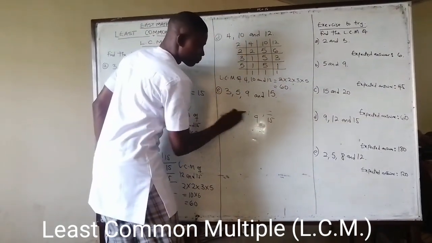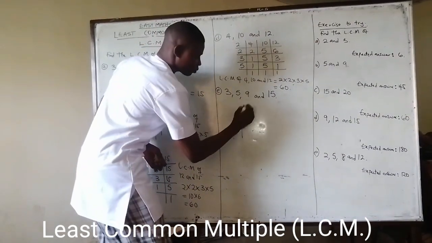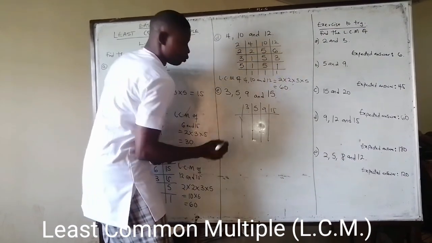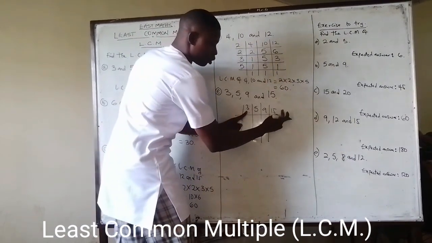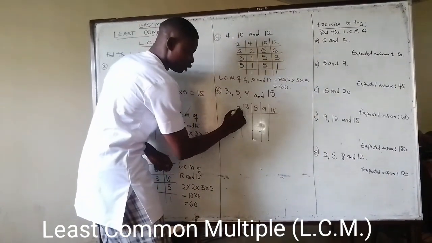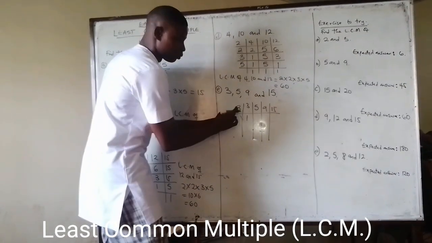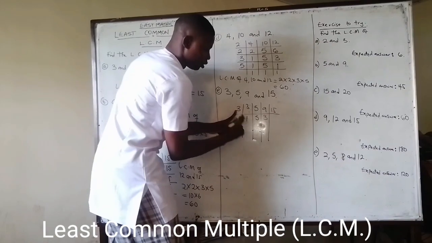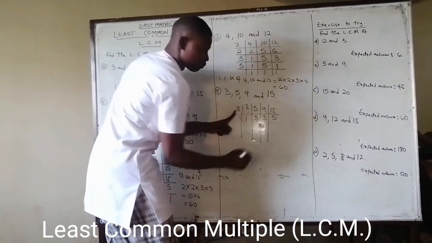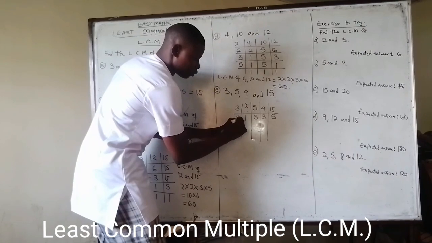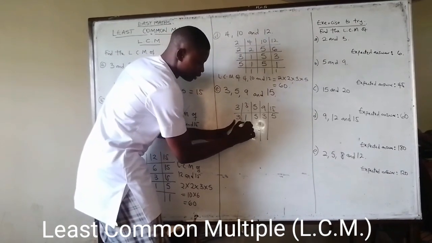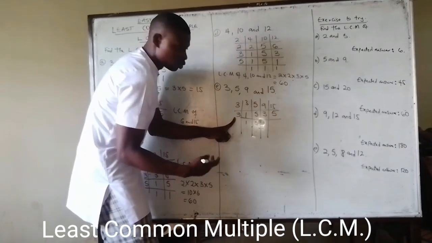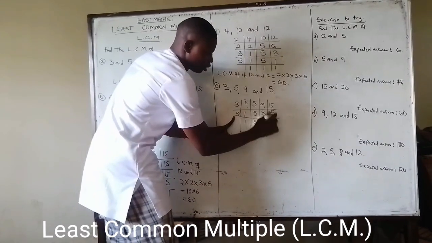So because of that, the LCM of 3, 5, 9, and 15. We start with what? 2, but there is no multiple of 2 here, which means we need to move on to 3. 3 in 3 will give us 1. 3 in 5 cannot go, so we'll bring down 5. 3 in 9 will give us 3. 3 in 15 will give us 5. From here, we can still use 3. 3, we will bring down our 1 here. 3 in 5 cannot go, so it stays 5. 3 in 3 will give us 1. 3 in this 5 also cannot go, so we bring down 5.